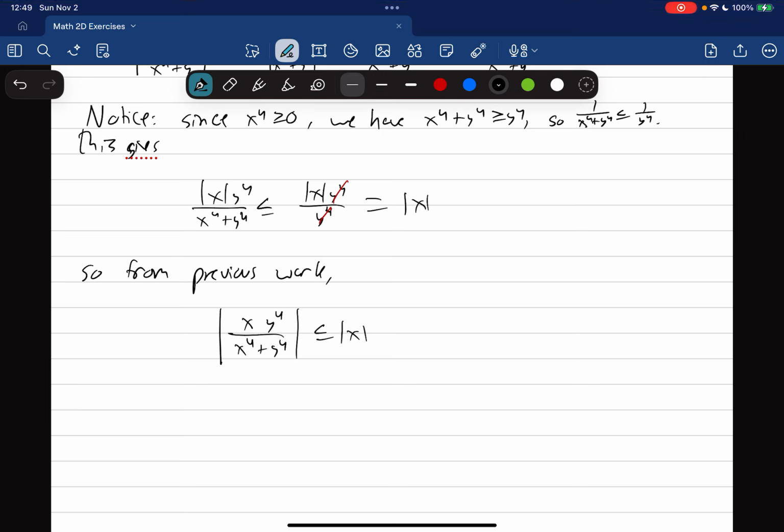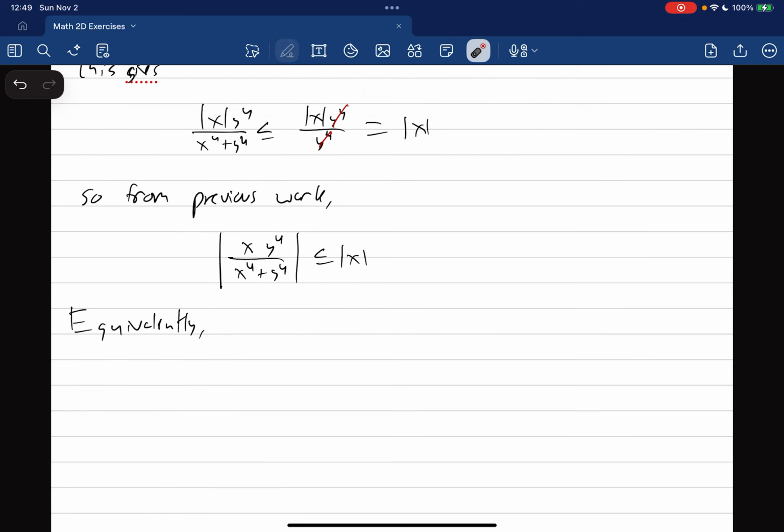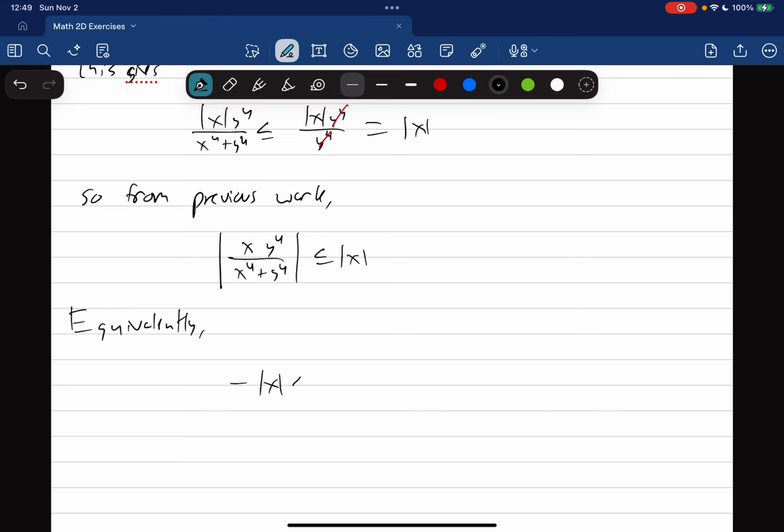Or even better, I'll write it this way. Equivalently, as in what I'm going to write next is saying the same thing as this inequality here. We have this bound here. And now to finish things up, I claim that we can apply the squeeze theorem to this inequality here.